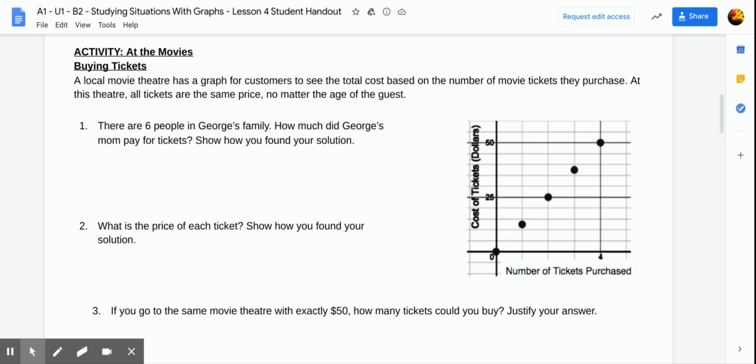Number 1, there are 6 people in George's family. How much did George's mom pay for tickets? Show how you found your solution. Number 2, what is the price of each ticket? Show how you found your solution. Number 3, if you go to the same movie theater with exactly $50, how many tickets could you buy? Justify how you found your answer.